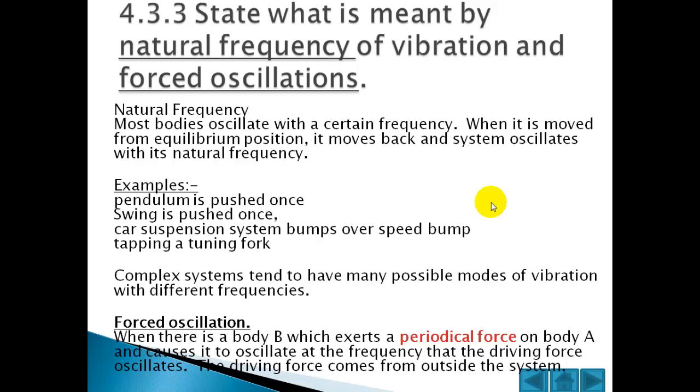For example, if you are pushing the swing and you are pushing it at exactly the same frequency as the natural frequency of the swing, the amplitude would get bigger and bigger, and this will result in resonance. So resonance occurs when the driving frequency and the natural frequency of the oscillator are the same. You will get an amplitude which increases.